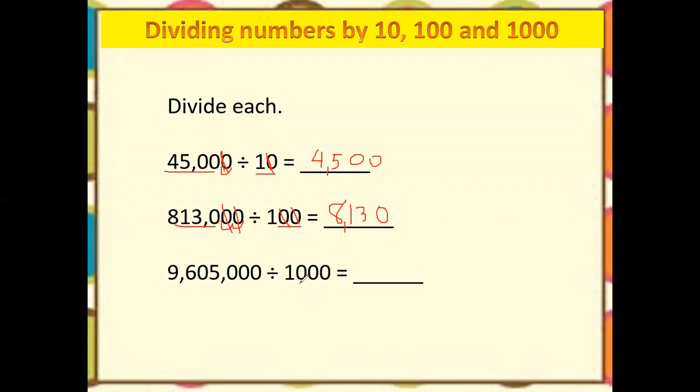Now, how about if 1,000? Can you do it for me? How many times do we move the decimal to the left? Or how many zeros are we going to remove? All right. So we have 1, 2, and 3. So we are going to move our decimal 1, 2, 3. Or just cut 3 zeros in our question. So the answer is 9,605.